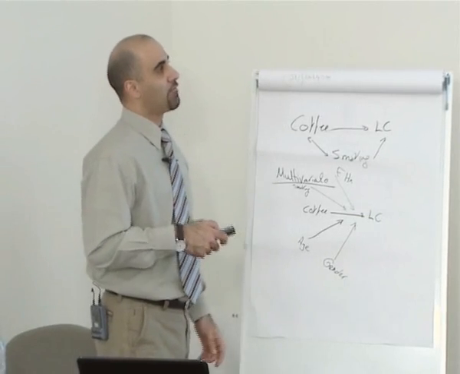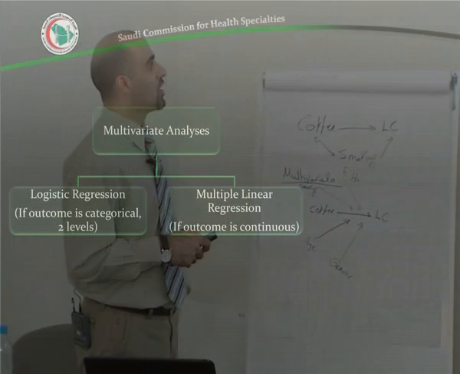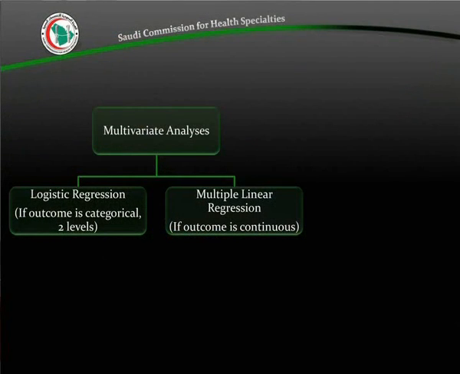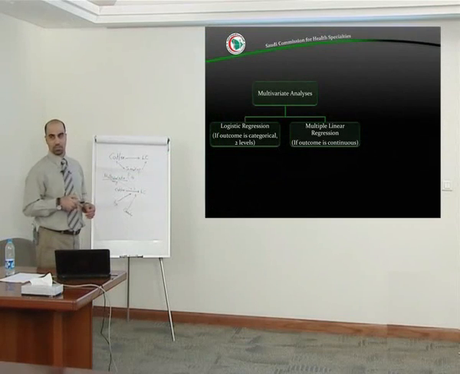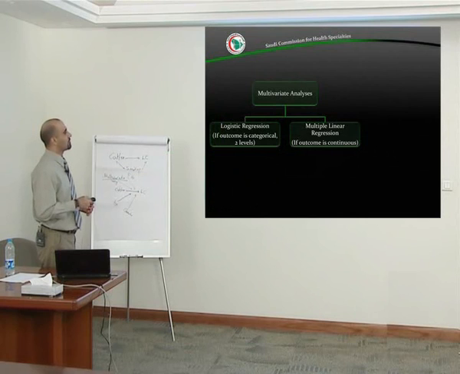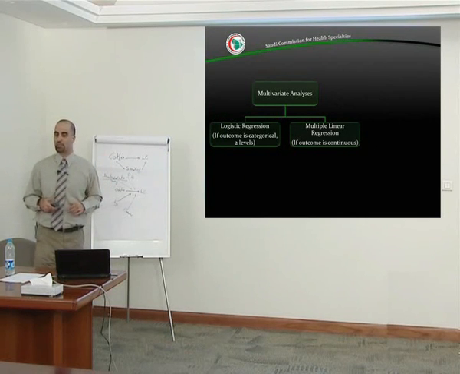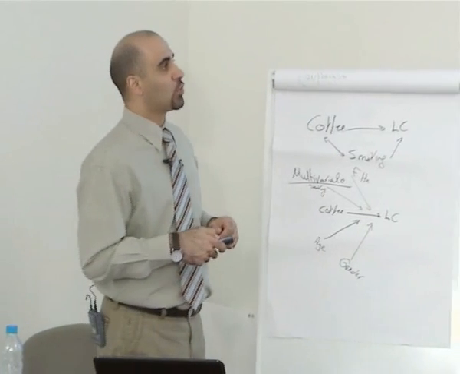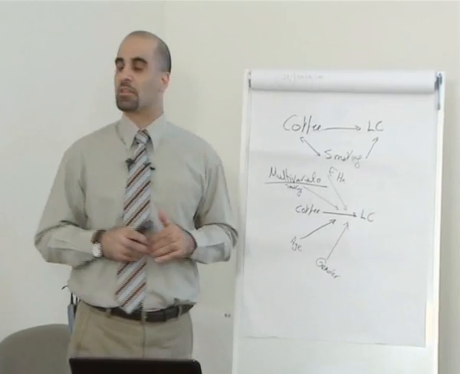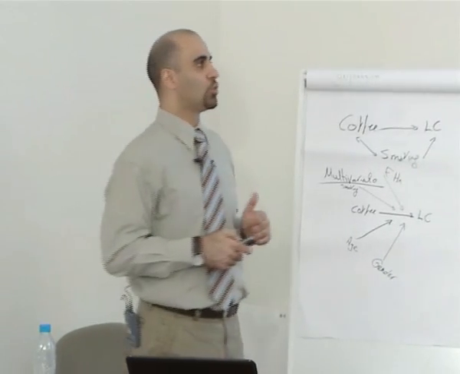Basically, we have 2 types of multivariate analysis. One is called logistic regression, and one is called linear regression. So if you are reading the statistical analysis section in a paper, you might come across logistic regression or linear regression. Logistic regression is used when you have the outcome being two levels, like mortality, yes, no. Hypertension, yes, no. But when you have the outcome being continuous, like the systolic blood pressure, for example, you do linear regression.